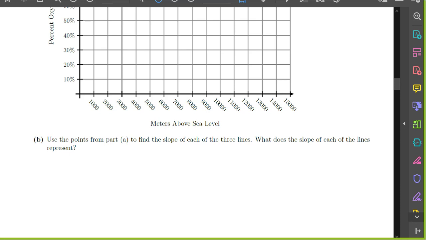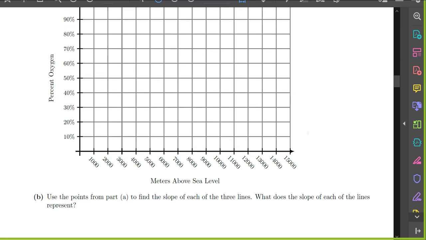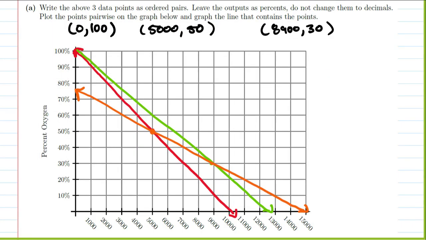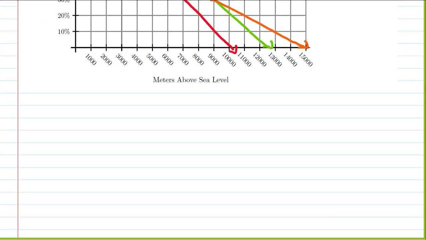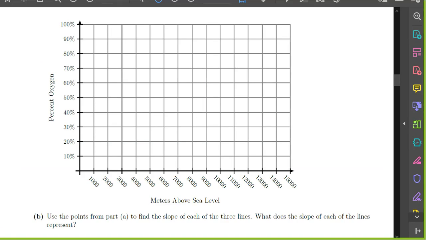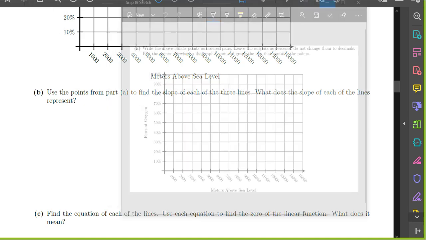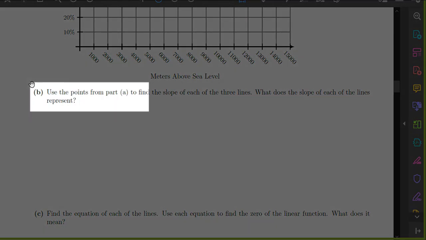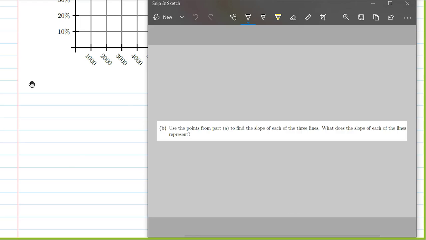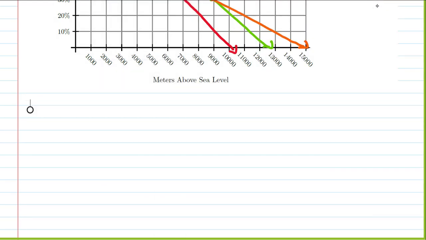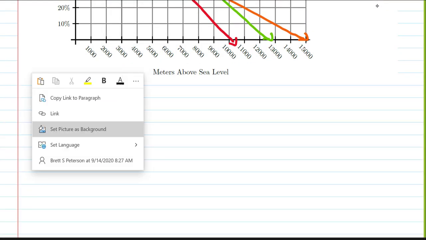So now, part B says, use the points from part A to find the slope of each of these three lines. And what does the slope represent? Okay, so let's go back. We're going to find the slope of each of these lines. So let's start off with the red line. Our red line contained our first two ordered pairs.